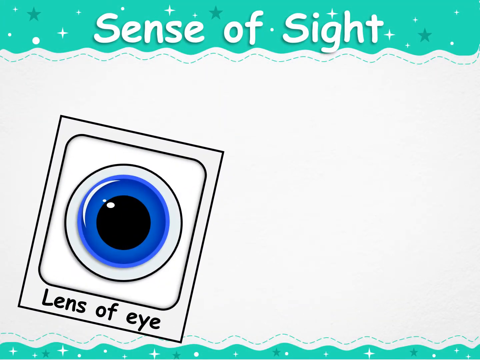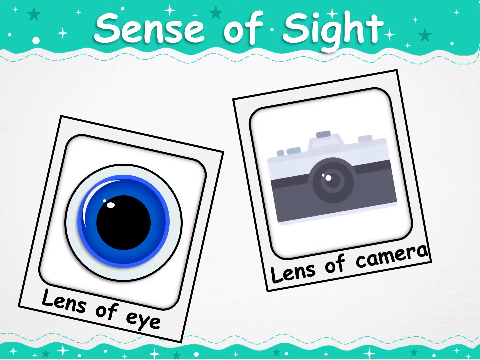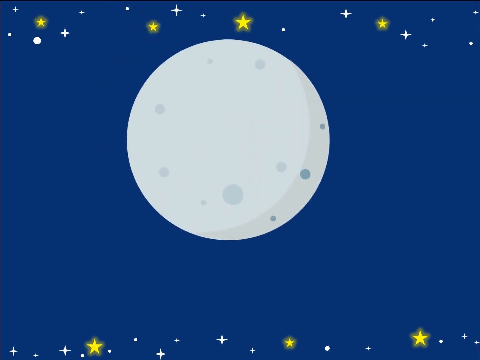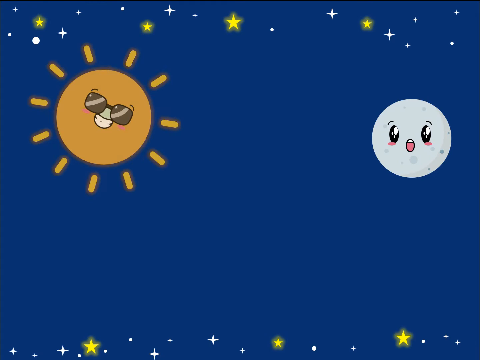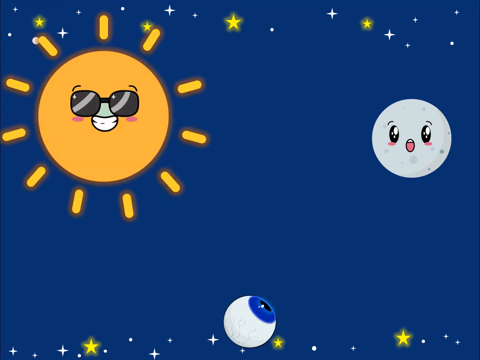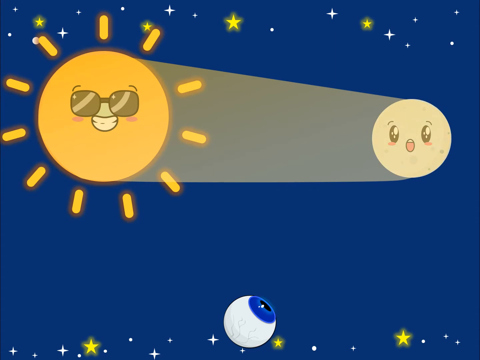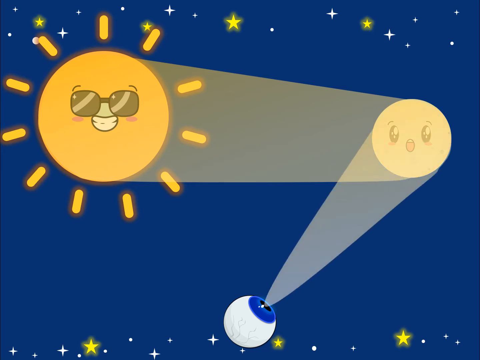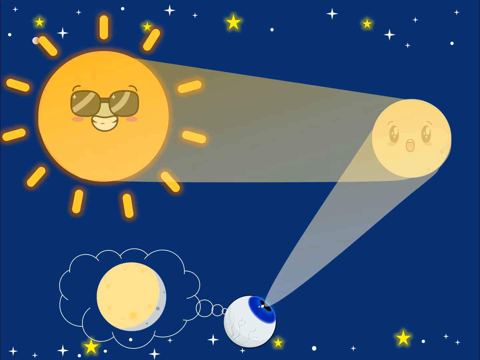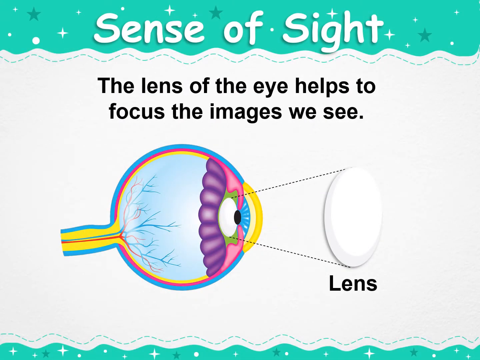Let's learn deeper. Does any one of you know that within our eyes, there is a small transparent lens like a camera lens? When light hits an object, light bounces off the object and reflects to the lens in your eyes. Let me tell you an easy object example. It is like looking at the moon in the night sky. The moon does not emit any light, but it reflects light it gets from the sun. Therefore, we can see the moon at nighttime. The sunlight still gets to the moon. Just like that, light has to bounce off the objects and reach the eye to see images. The lens of the eye helps to focus the images we see.